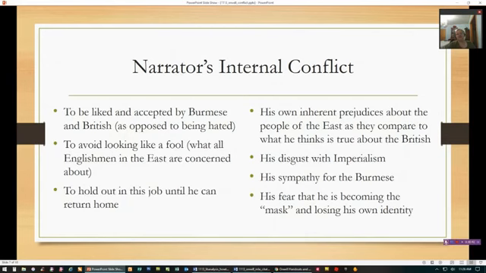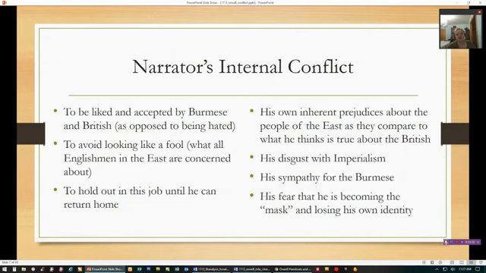And he basically tells us that this is what all Englishmen's ultimate motivation in the East is, to somehow maintain their dignity, right? He wants to hold out in this job until he can return home. He hates it. He says he can't even express fully how much he despised this job that he had, and his whole purpose was just to get out as soon as possible, right? He does have conflict with his own inherent prejudices about the people. You're going to see directly and indirectly, he makes a lot of statements, or he does a lot of things that shows that he does have these prejudices, right?